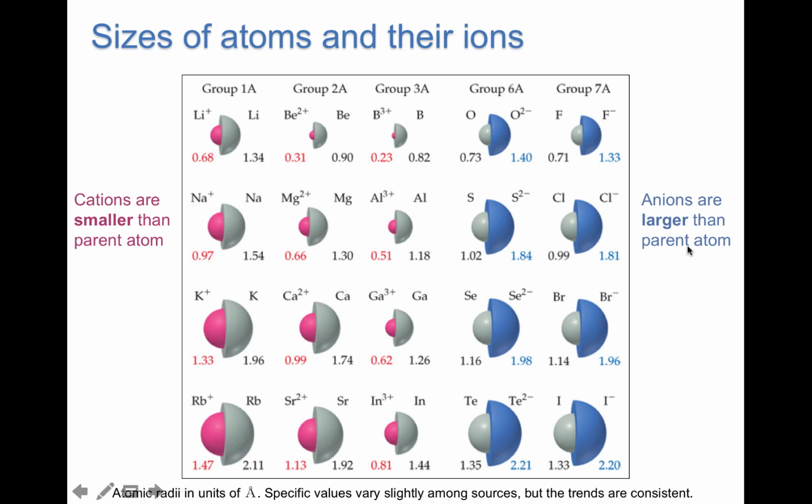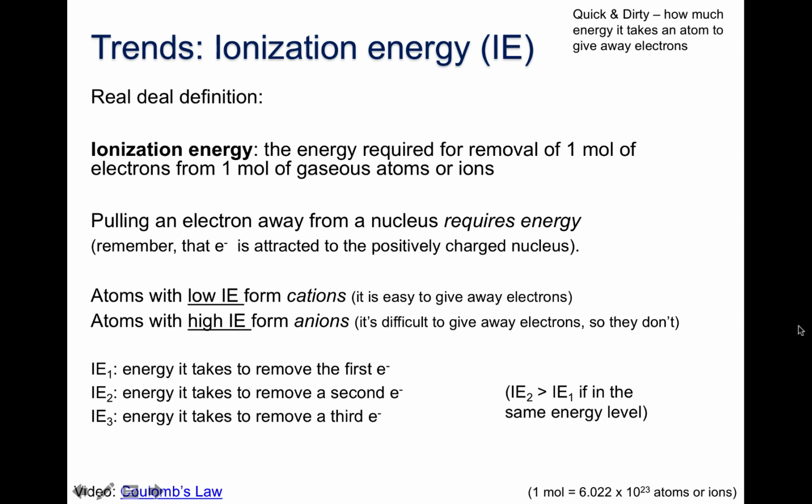For anions, it's exactly the opposite. The anion is larger than the parent atom. So a chlorine atom we would expect to be smaller than after chlorine accepts an electron to form the chloride anion. The next property we're going to talk about is ionization energy.